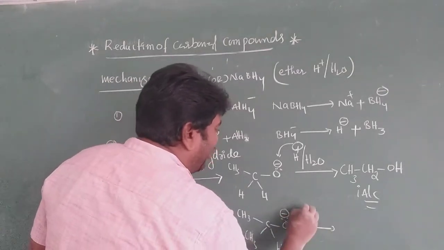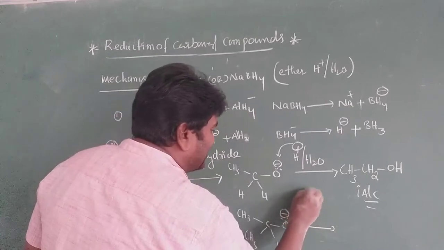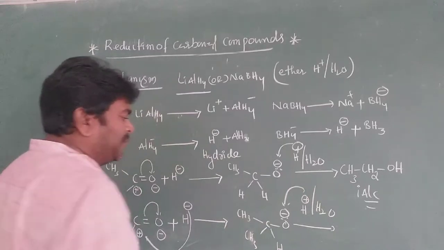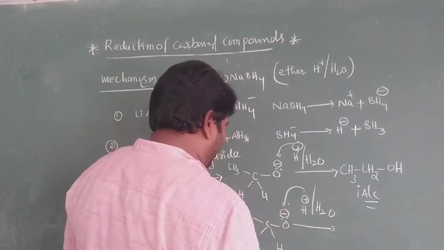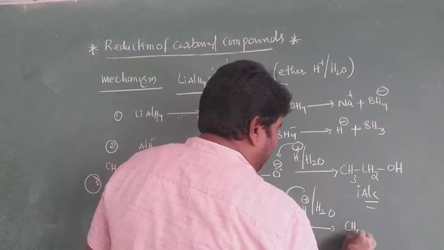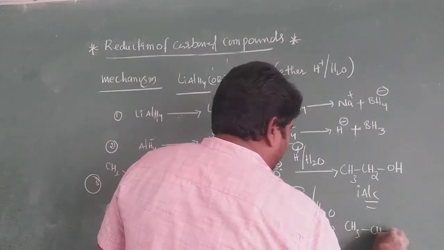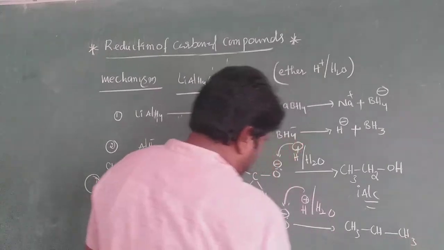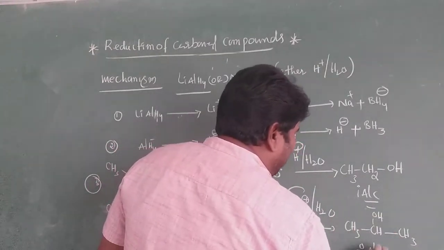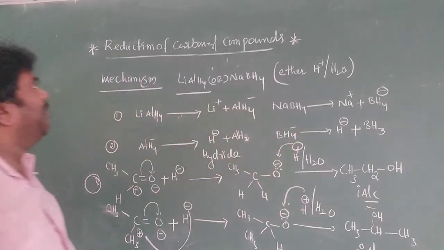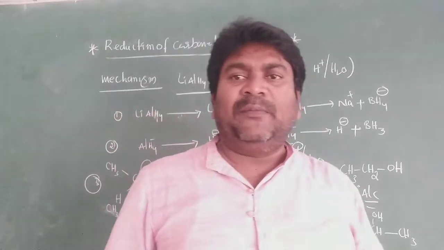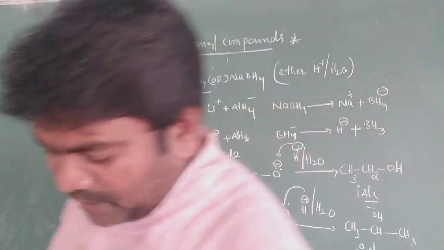Next, on hydrolysis in acidic medium with H2O, H is attacking here only to form CH3, CH, CH3 with OH. It is a secondary alcohol. It is very important, my dear students. This is the mechanism of lithium aluminum hydride and sodium borohydride.